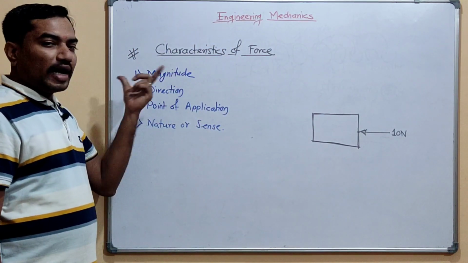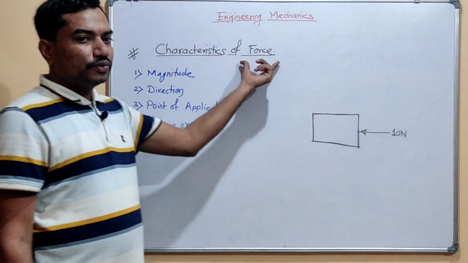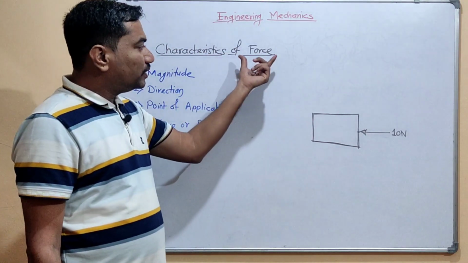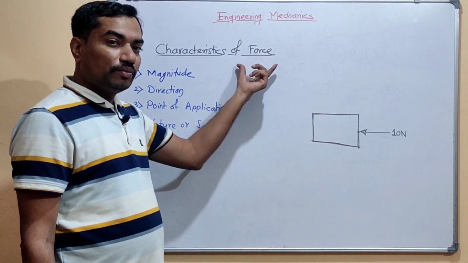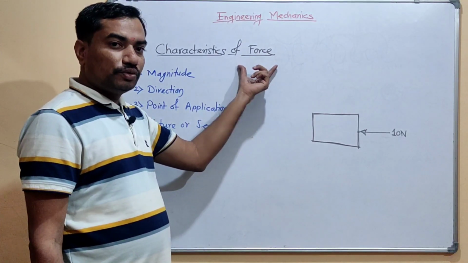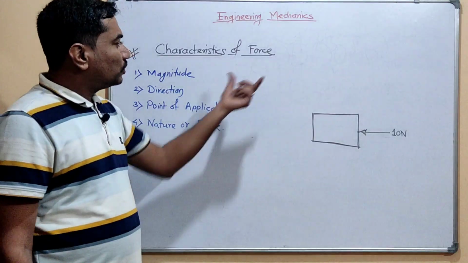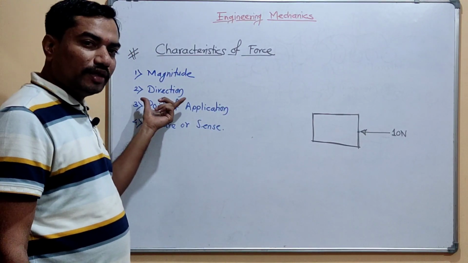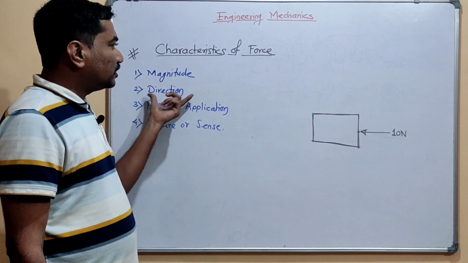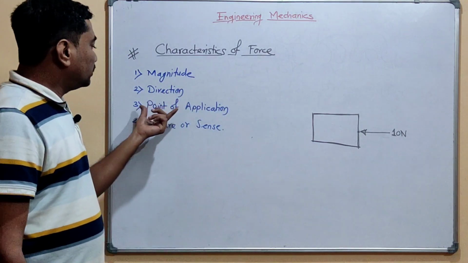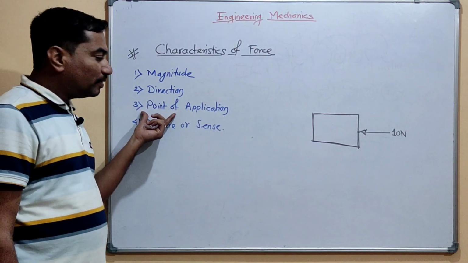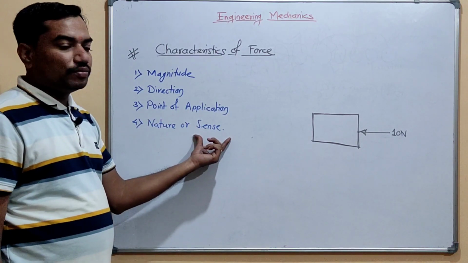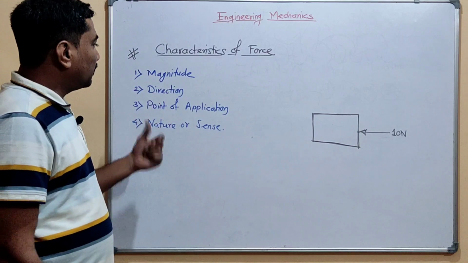First one, as we have seen in the definition of force, it is the external or internal agent which is acting on the body which tends to change or changes the state of the body from rest to motion or motion to rest. So it has magnitude and direction as it is a vector quantity. So magnitude and direction are the characteristics of the force. Then the third characteristic is the point of application, and the fourth characteristic is the nature or sense of the force. So we will see one by one.